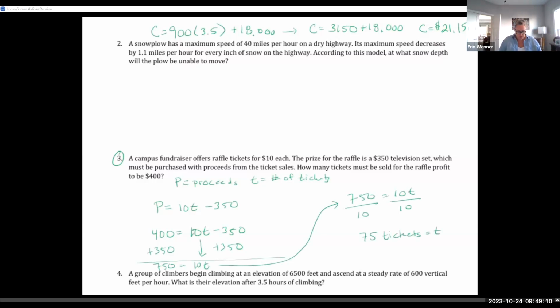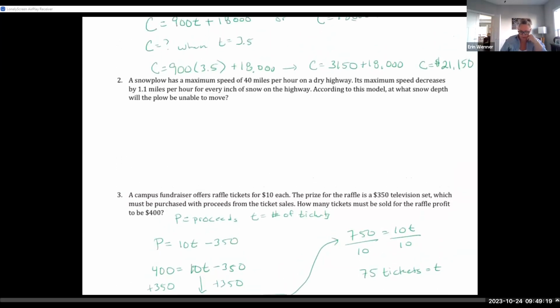Okay. So if we go back up to number 2, it says a snowplow has a maximum speed of 40 miles per hour on a dry highway. Its maximum speed decreases by 1.1 miles per hour for every inch of snow on the highway. According to this model, at what snow depth would the plow be unable to move? So we're looking at the plow not being able to move, which means the speed would be 0. So we're going to say S is equal to speed, and D is going to be snow depth.